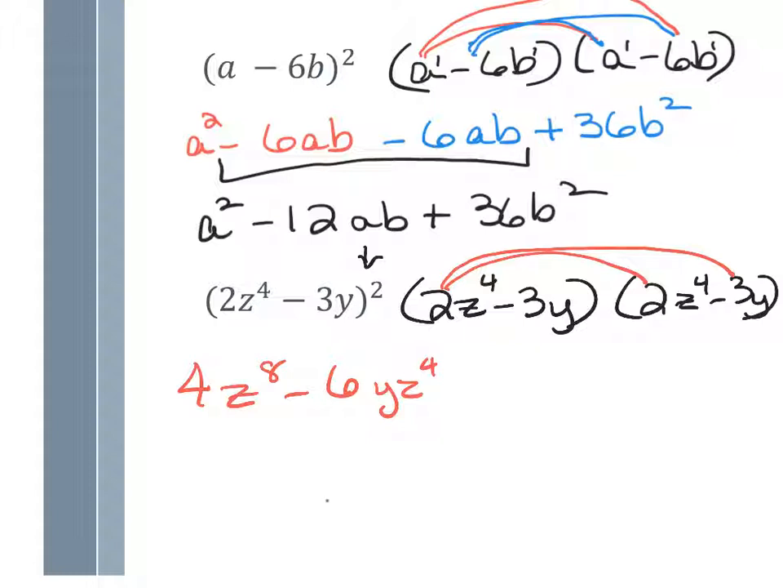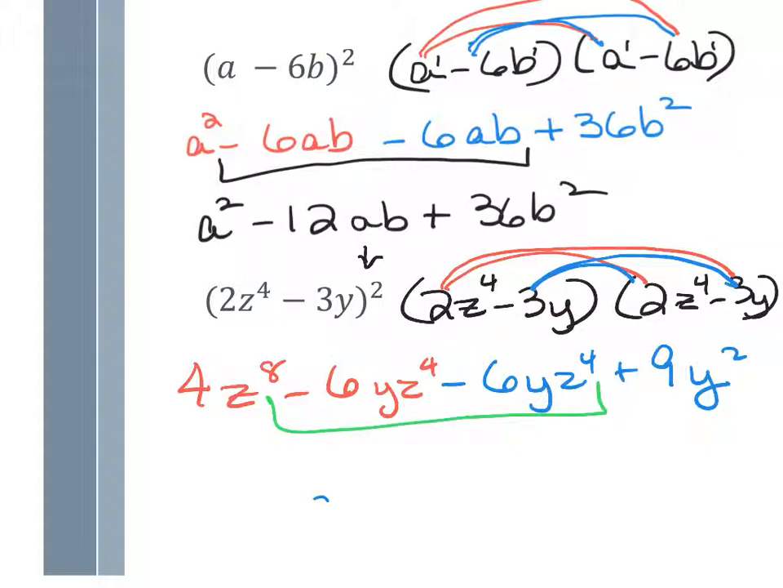So then next, negative 3y, distribute here and here. So then this gives me negative 6y, z to the 4th. And then lastly, positive 9y squared. Again, the middle terms can be grouped, giving me a negative 12, negative 12, y, z to the 4th, and then drop down the red and the blue.